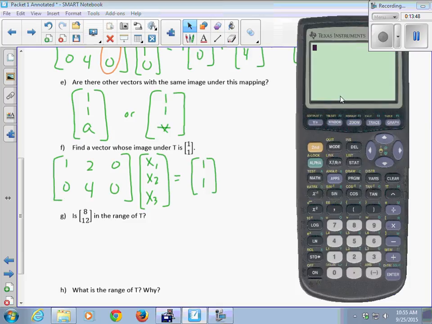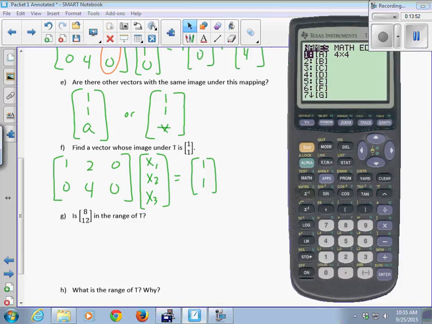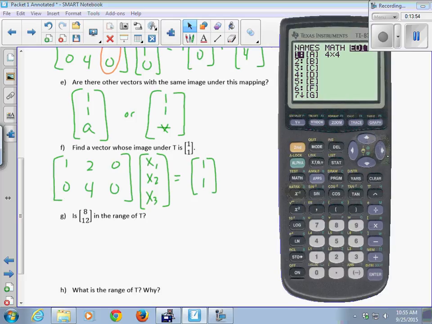So we go to the matrix menu, and go to edit. And what matrix am I row reducing? What are its dimensions going to be? 2 by 4. Yeah, because I'm going to take this 1, 1 and tack it on there. Okay, so I'm going to have a 2 rows, 4 columns matrix.